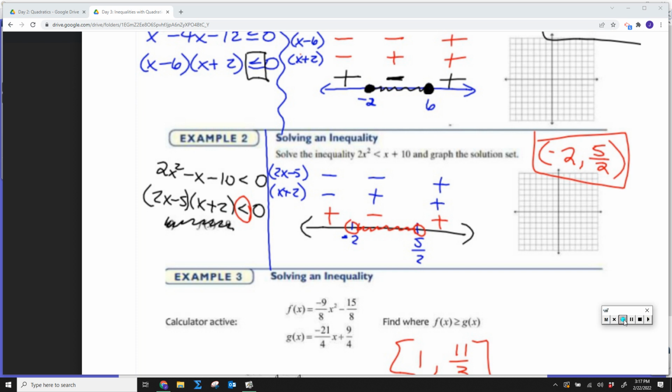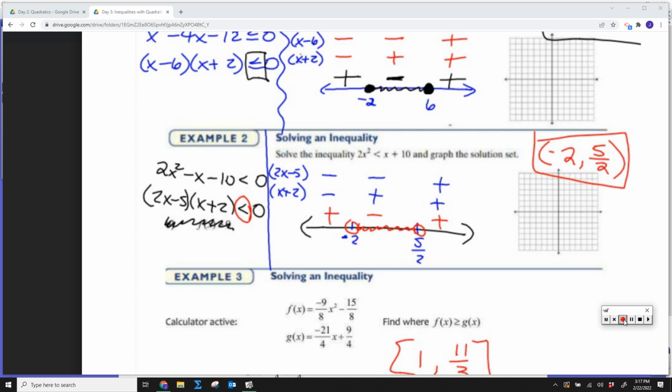All right, our last one: negative 2 to 5 halves. Non-inclusive, right? Because it's strictly less than, not less than or equal to. The only thing that didn't happen on either one of these is both of them ended up being less than. What if this had been a greater than symbol instead? That would be the outsides: negative infinity to negative 2, union, 5 halves to infinity.